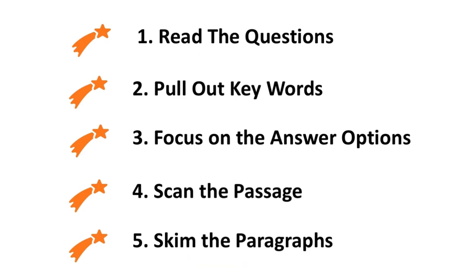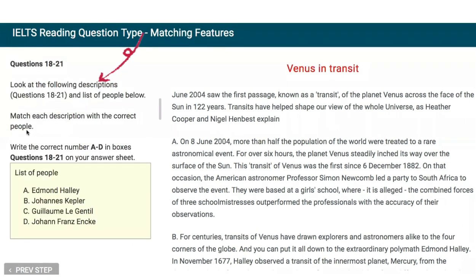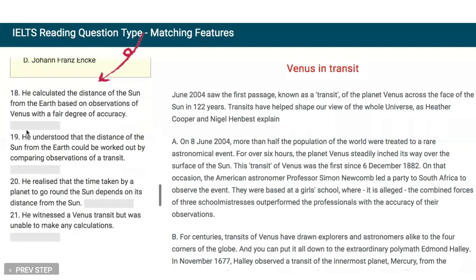Okay, let's get started. Basically, this question type will test your ability to match a numbered list of factual statements or opinions to a group of features. And these features are taken from the text. So if we look here, on the right-hand side, we see our text. And on the left-hand side here, we see our questions 18 through 21.